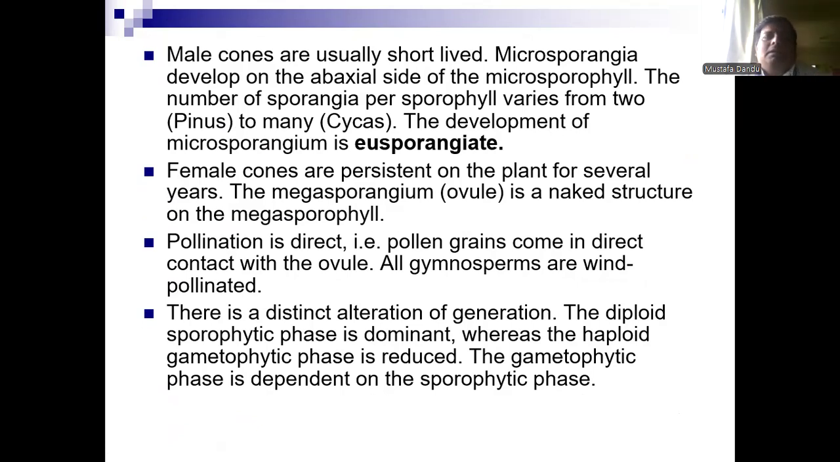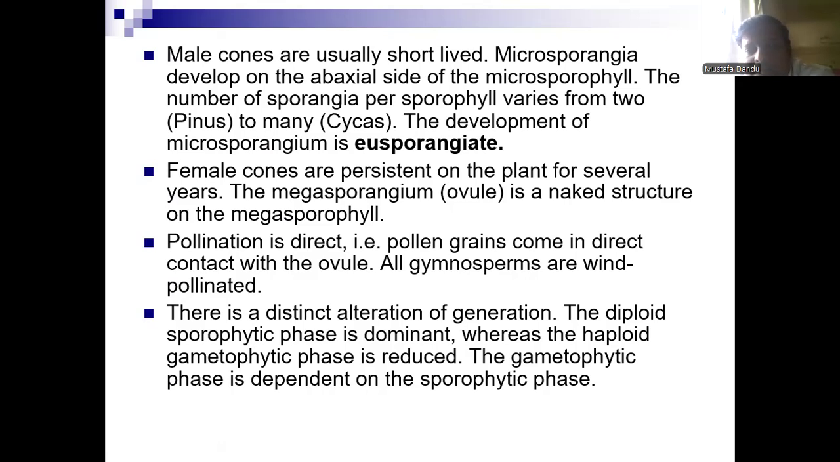The number of sporangia per sporophyll varies: there are two in Pinus and many in Cycas. The female cones are persistent on the plant for several years. The megasporangium or ovule is naked in structure on the megasporophyll. Pollination is direct, that is, pollen grains are directly in contact with the ovule. Wind pollination is observed in all gymnosperms.